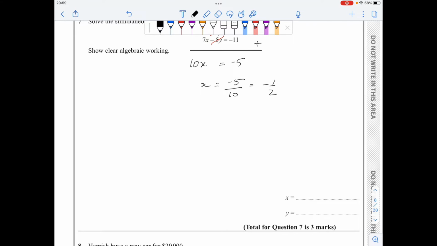Let's substitute in the first equation. So 3 times minus 1 over 2 plus 5y is equal to 6. So minus 3 over 2 plus 5y is equal to 6. 5y is equal to 15 over 2, which means y is 15 over 2 divided by 5. That's 3 over 2. So I've got minus 1 over 2 for the x, 3 over 2 for the y.